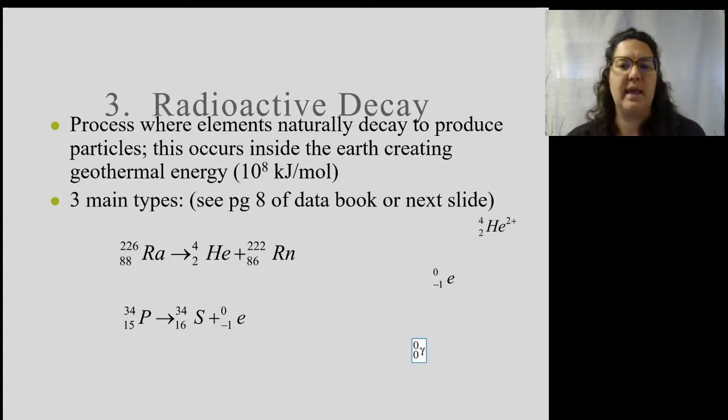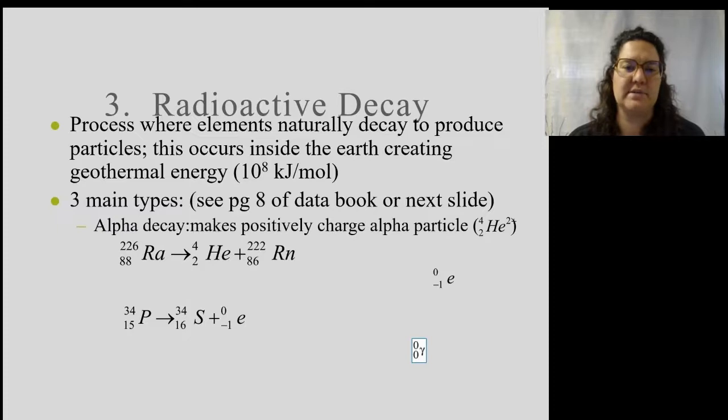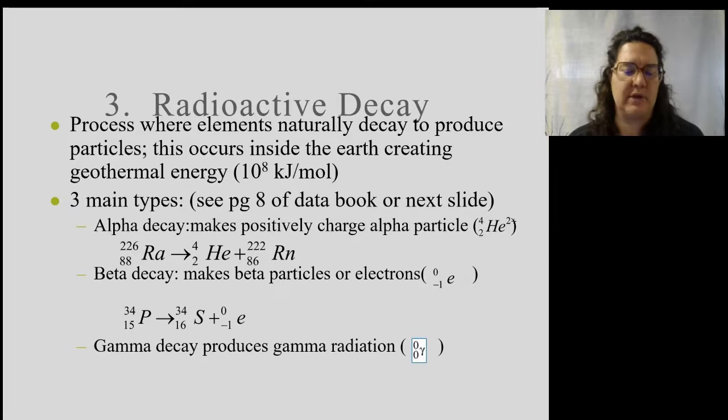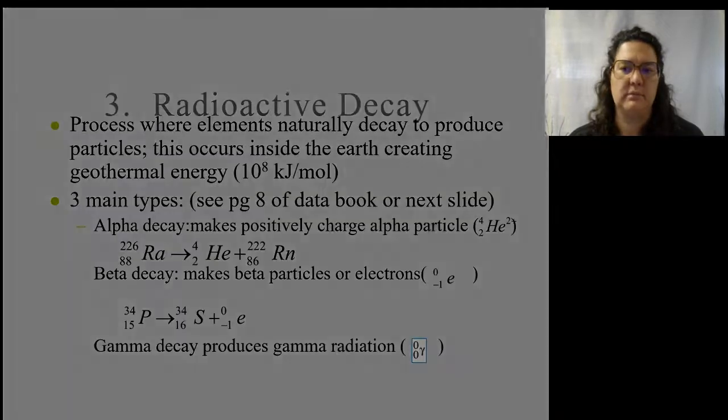Radioactive decay is the process by which elements naturally decay to produce other particles, and this naturally occurs inside the Earth, creating geothermal energy. We have 3 different types of decay. Alpha decay makes positively charged alpha particles, which we identify as helium-4 with a 2 plus charge. Beta decay makes beta particles, or electrons, which is 0 over negative 1 e. And gamma decay produces gamma radiation.